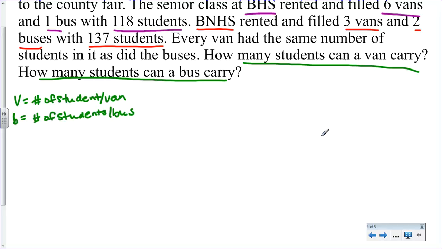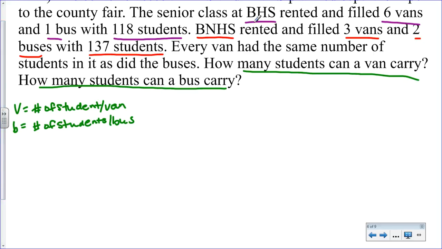We're going to go ahead and write 2 equations now. So V is the number of students per van, B is the number of students per bus. If you go back and look at what we underlined, I kind of changed colors on purpose. One of our equations is going to come from the information for BHS, and the other one's going to come from the information for North. So when I set this up, BHS rented and filled 6 vans and 1 bus with 118 students. North rented and filled 3 vans and 2 buses with 137 students.